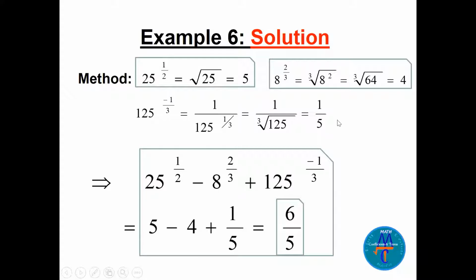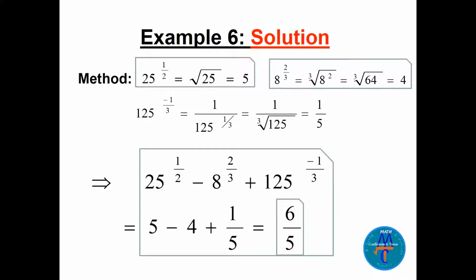125, I put this in details here. 125 to the power minus 1/3 is 1 over 125 to the power 1/3, which is the cube root of 125. So the answer here is 1 over 5, because 125 is 5 times 5 times 5. So 5 minus 4, which is 1, plus 1/5, gives 6 over 5 by using LCD, least common denominator. So this is example 6.